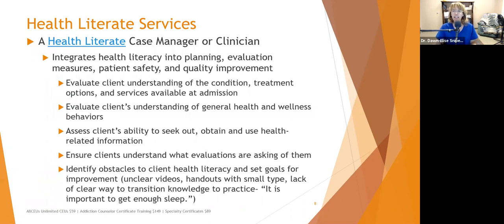The health literate case manager or clinician evaluates client understanding of the condition, treatment options, and services available at admission. We want to make sure that we are integrating health literacy into planning, evaluation measures, patient safety, and quality improvement. So to do this, we've got to figure out where are they starting at? How much do they understand about what's going on with them right now, what the treatment options are, and what services are available to them that might be beneficial. We also need to evaluate their understanding of general health and wellness behaviors.